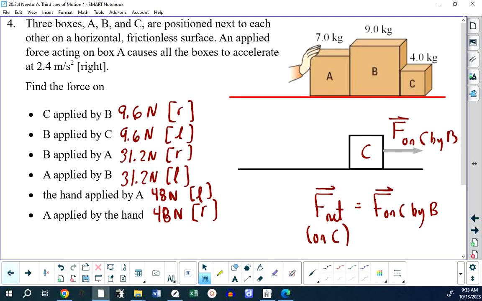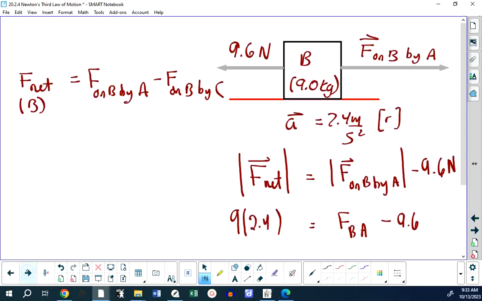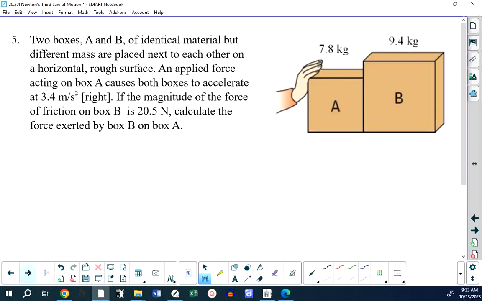beast. Look at all the work we had to do to find, for example, the force that A applies to the hand. We had to go through all these steps, because there were 3 objects in question 4 yesterday. So now let's take a look at this.